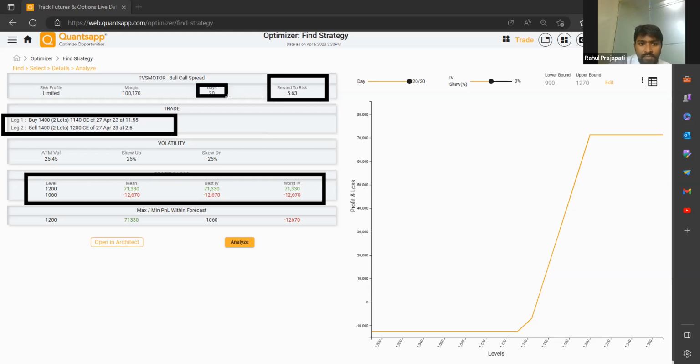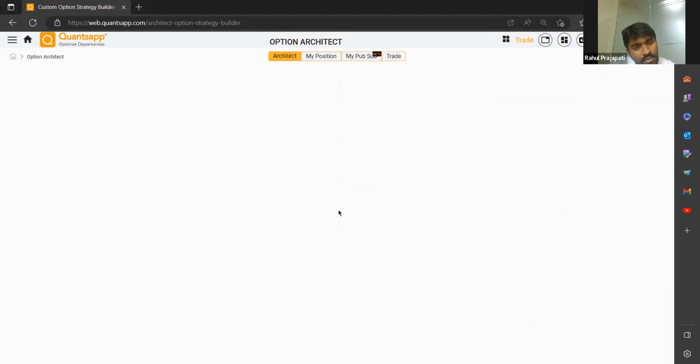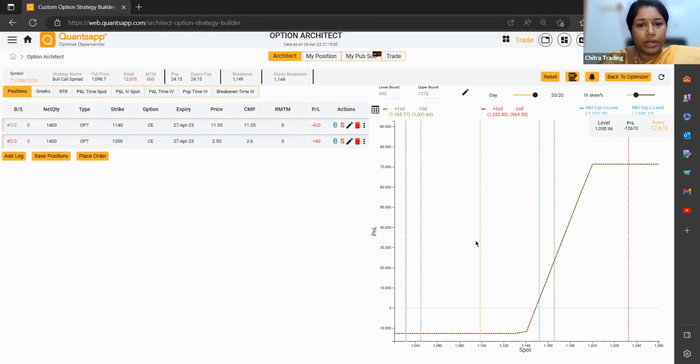For 20 days, you can see the approximate margin that I'm going to need, and the payoff graphs also, right? Now let's say I want to execute this particular strategy. So I'll open this in the Architect. Before entering the trade, we can check which strategy we want to enter, select that, and enter. You can optimize your risk reward, your risk taking capacity, anything, right? What I did is open this in the Architect function. Architect is a strategy builder kind of thing, right?